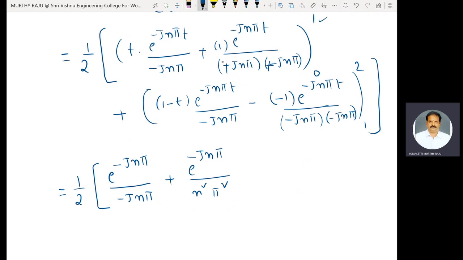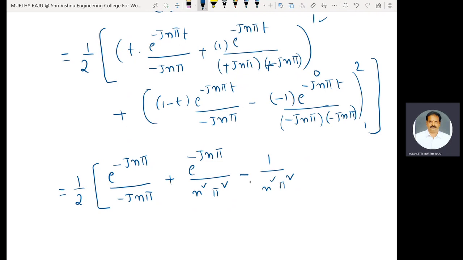Next the lower limit. Here t is equal to 0, and 0 into something is 0. Here minus 1 by n square pi square. Because j into j square is already minus 1, minus into minus is plus. That is the reason only n pi is there. n pi into n pi, n square pi square.